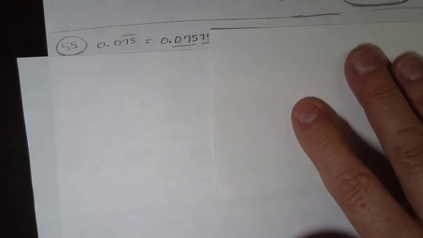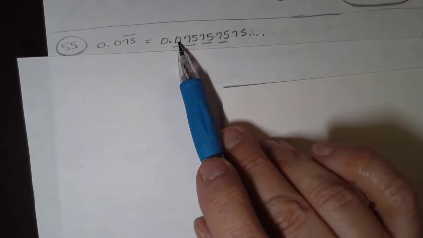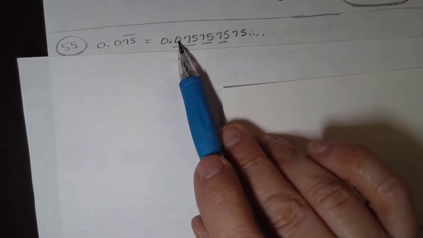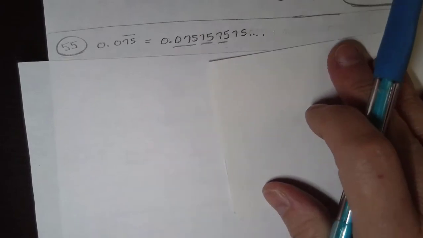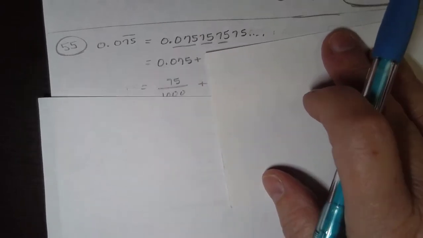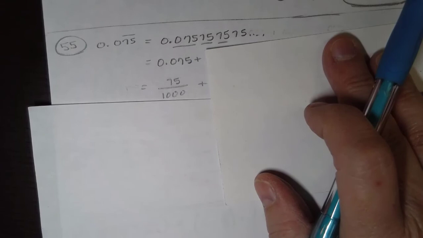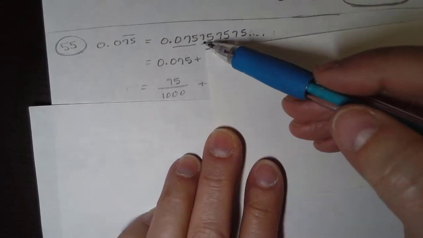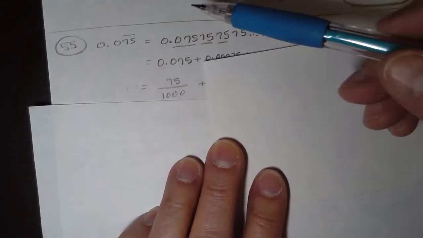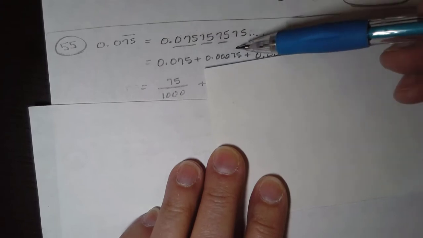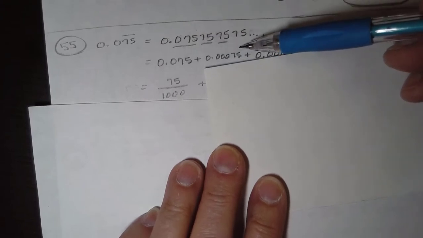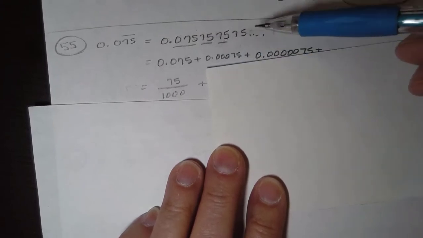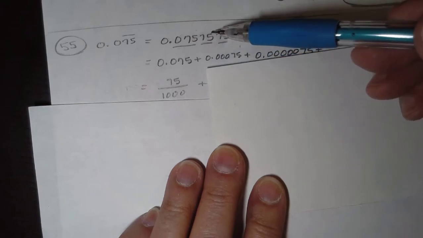55, you have to be careful. 0.075, where it is the 75 that is repeating. So your first term is 0.075, which is 75 over 1,000. but the next term is 0.000 and then 75. And the next one would be 0.000075.